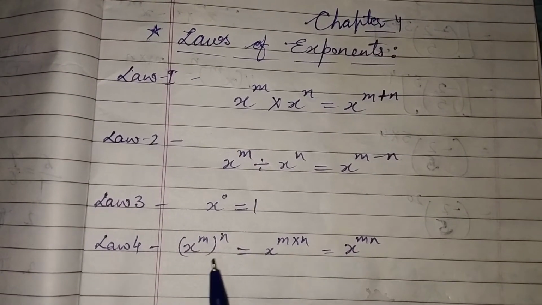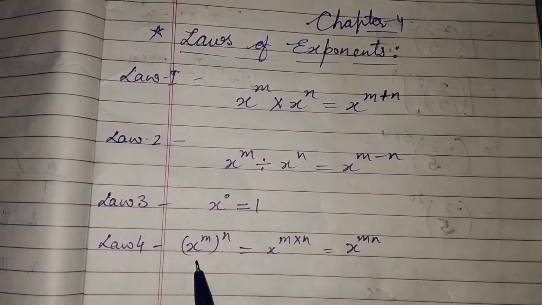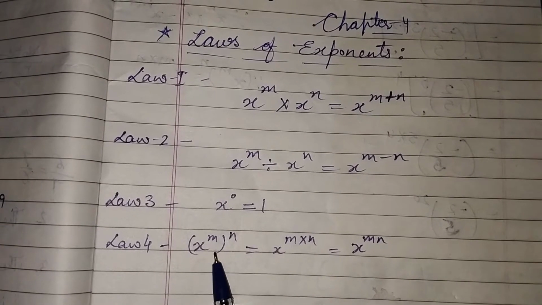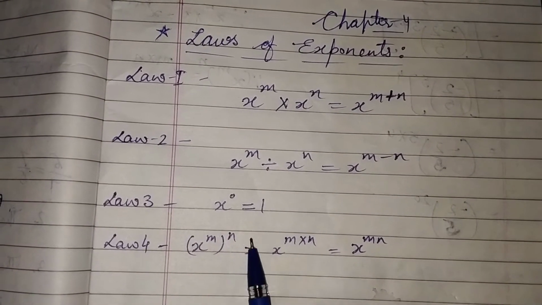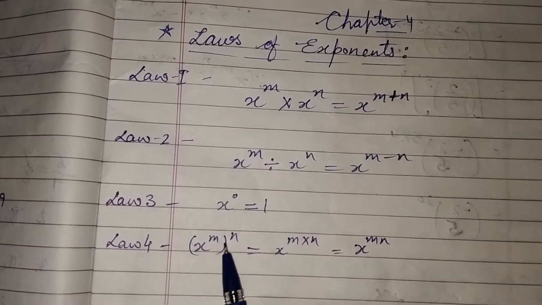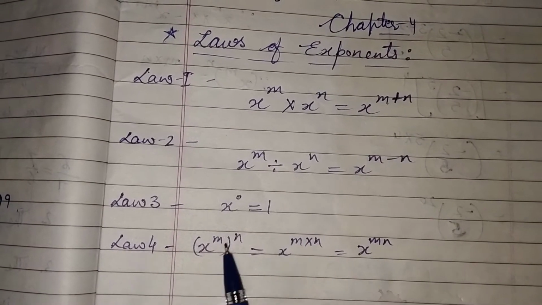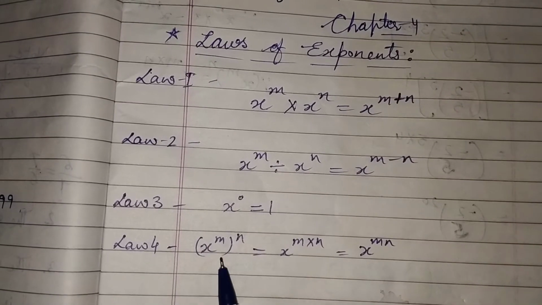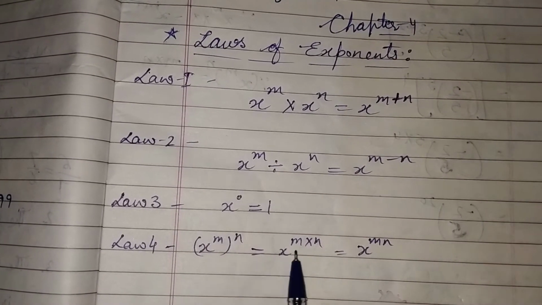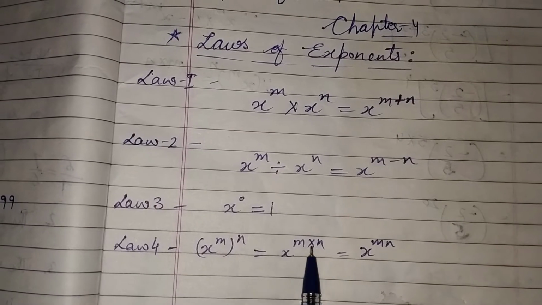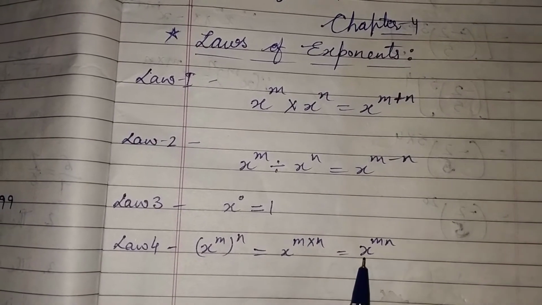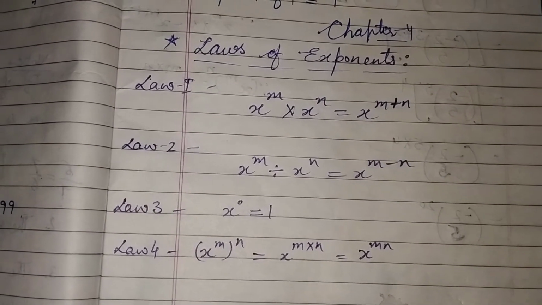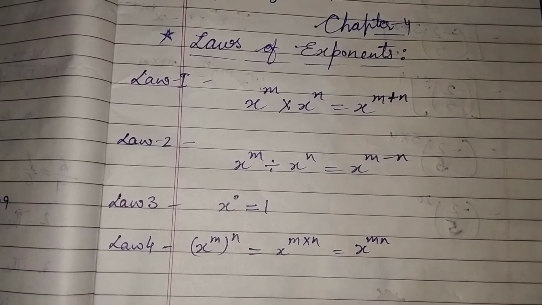And fourth law: if x raised to the power m is given and n is outside the bracket, it means m and n both are multiplying. Okay, we can write this in this way: x raised to the power m into n, or after multiplication we can write it as x raised to the power mn.